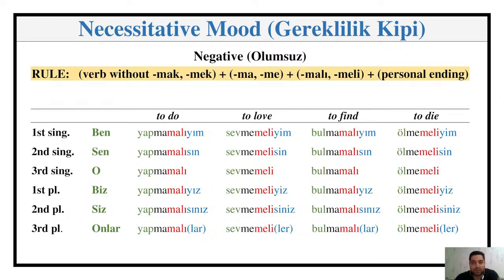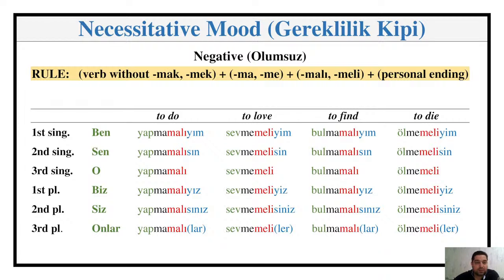So let's look at the examples again. First person singular: ben yapmamalıyım. And pay attention to the stress. The emphasis now is on the first syllable. When we say I don't have to do, or I mustn't do, the stress here is on the first part. Ben yapmamalıyım, sevmemeliyim, bulmamalıyım, ölmemeliyim.